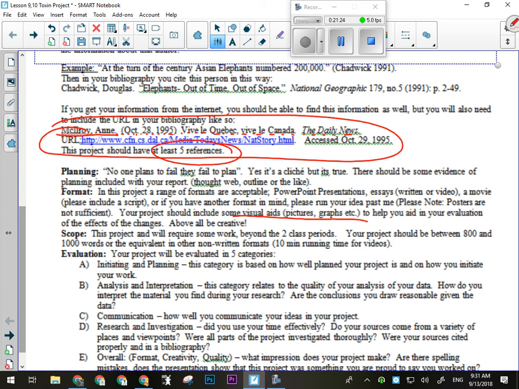I forget where I was going with that. Anyway, 800 to 1,000 words is the bare minimum, but you'll probably want more. Oh, now I remember where I was going with that.